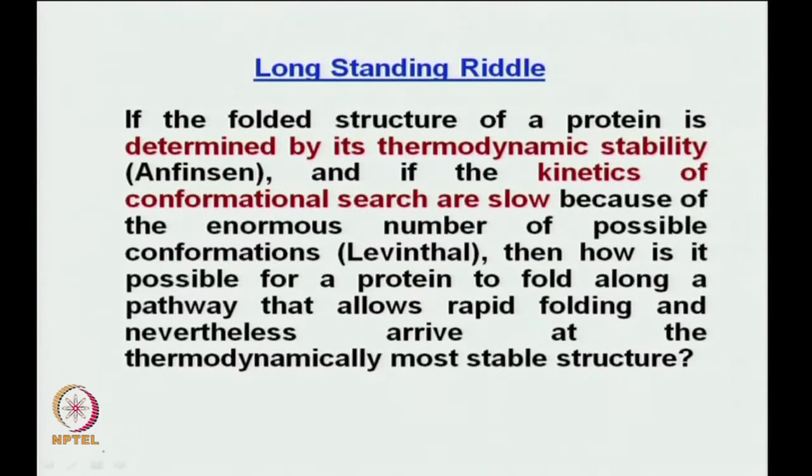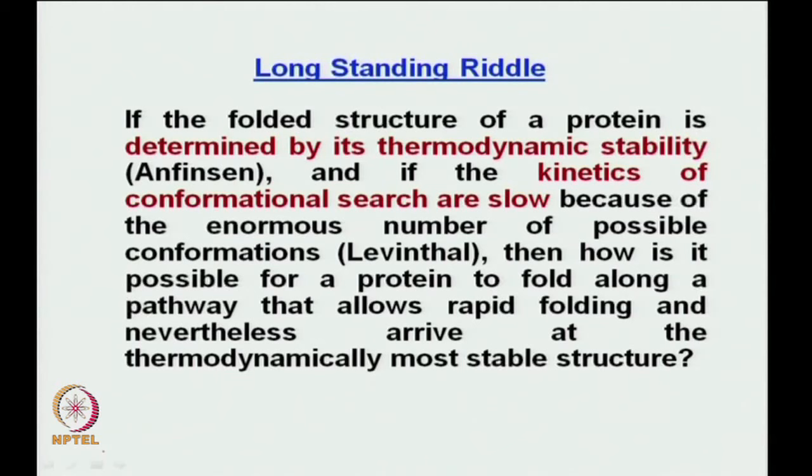So, again this is another form of the long-standing riddle. It says that if the folded structure of a protein is determined by its thermodynamic stability, as told by Anfinsen, and if the kinetics of conformational search are slow because of the enormous number of possible conformations, now we are talking about the speed as Levinthal said, then how is it possible for a protein to fold along a pathway that allows rapid folding and nevertheless arrive at the thermodynamically most stable structure?